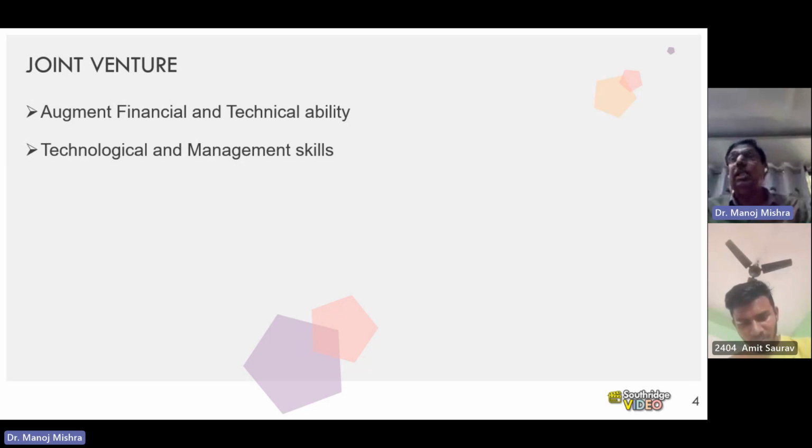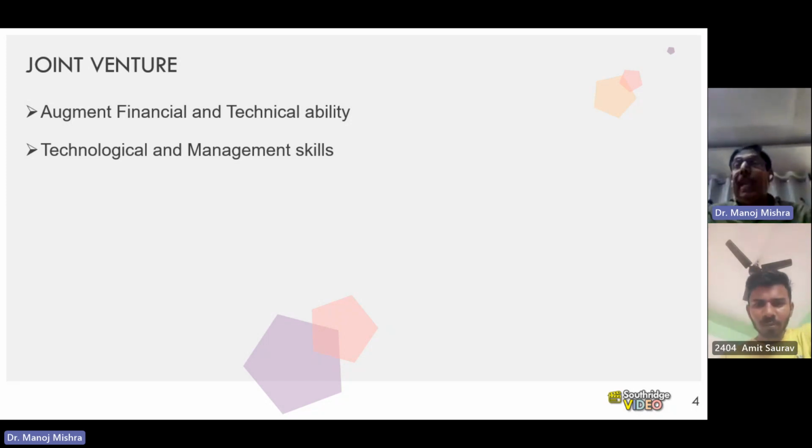Now, there are two skills which are required for business. One is the technological skill for which business is done, and another is the management skill. Both are equally important. If you have a good production and no management skill to market it and to get finance, then you will not be able to proceed. So we need both. And through joint venture, these skills are exchanged and imparted so that the results become very good.